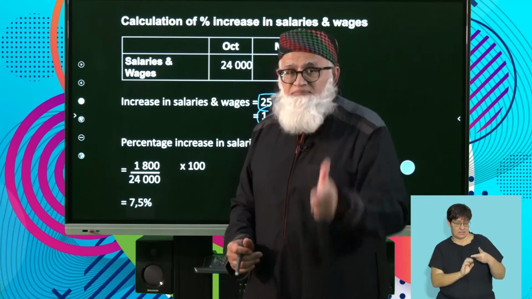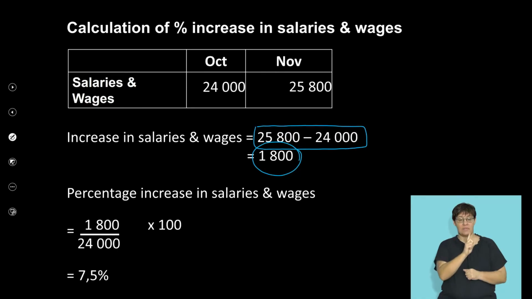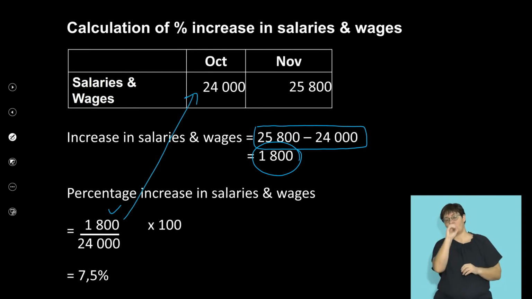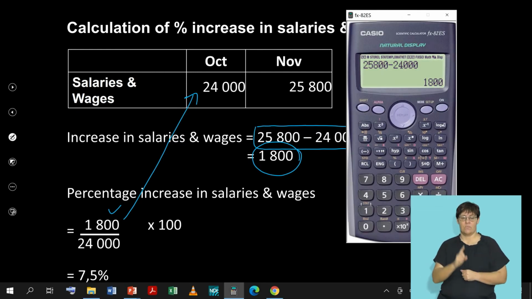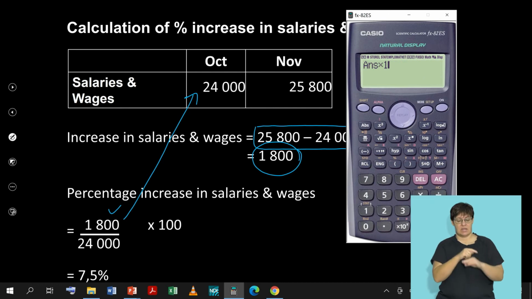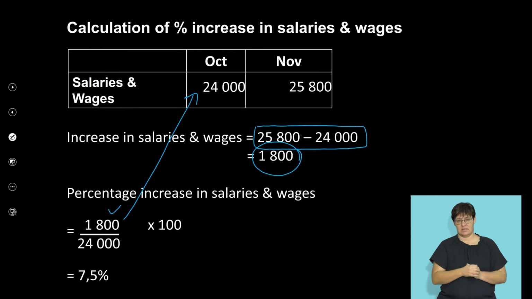Now, step number 2, what do we do here? Take your 1,800 over the initial month, that means October, over 24,000, multiply it by 100 over 1 because you want the percentage increase. Therefore, this is what you have here: 1,800 times 100 divided by 24,000, and this will give you a figure of 7.5%. So here you go, there's your answer. The percentage increase was 7.5% from the previous month.